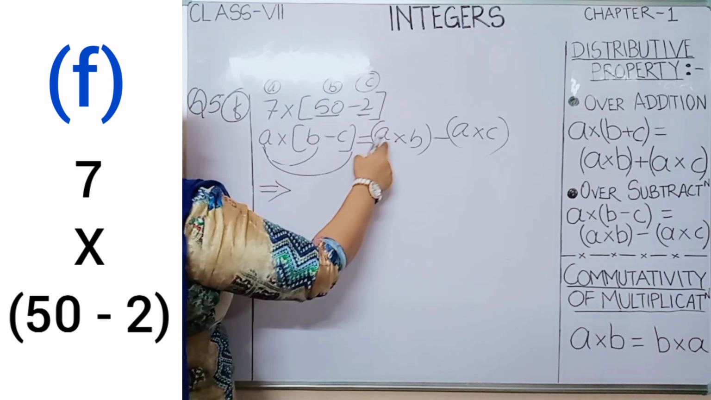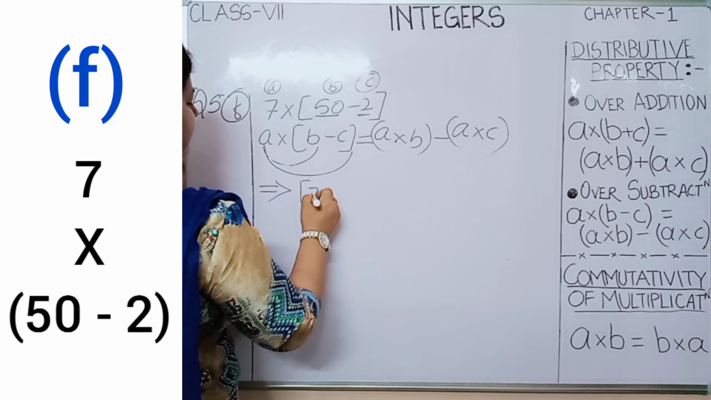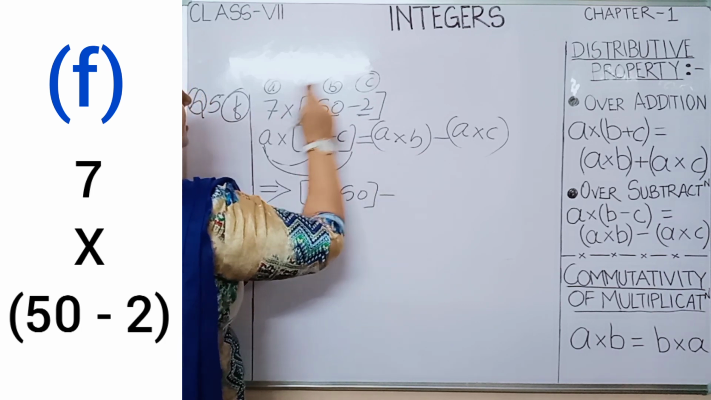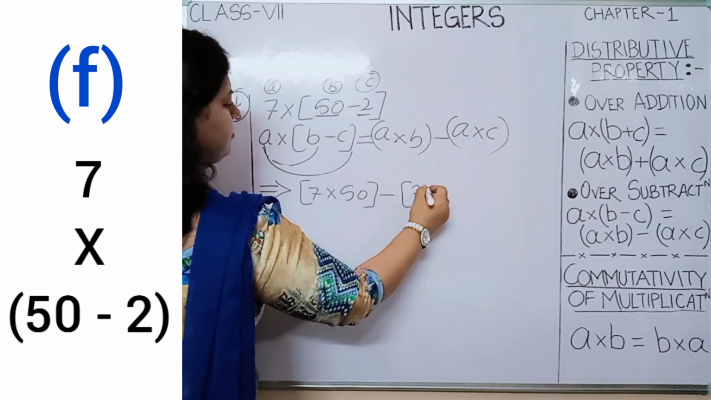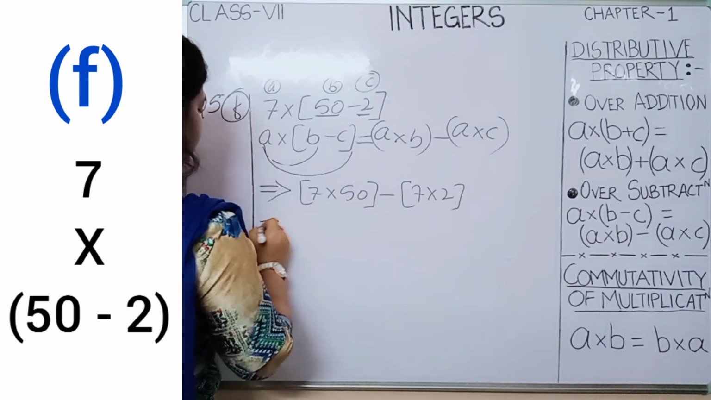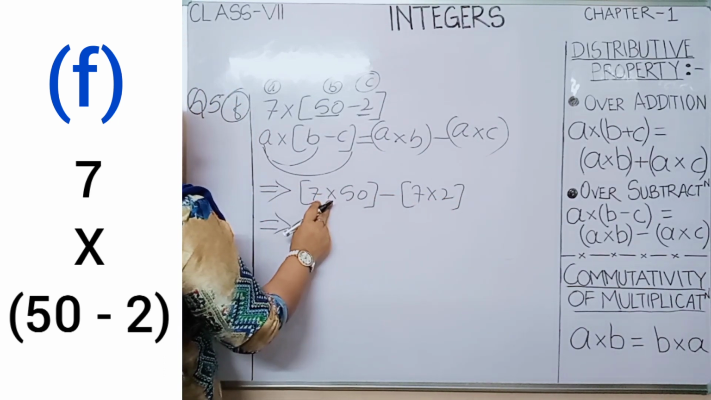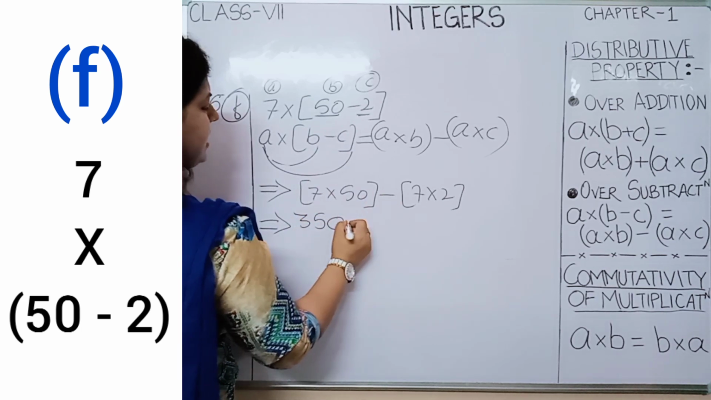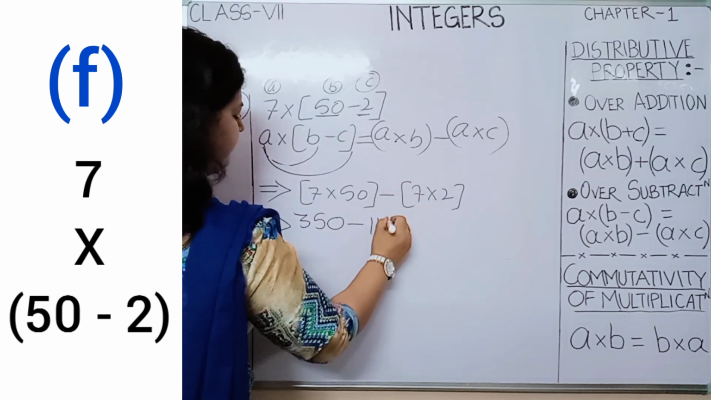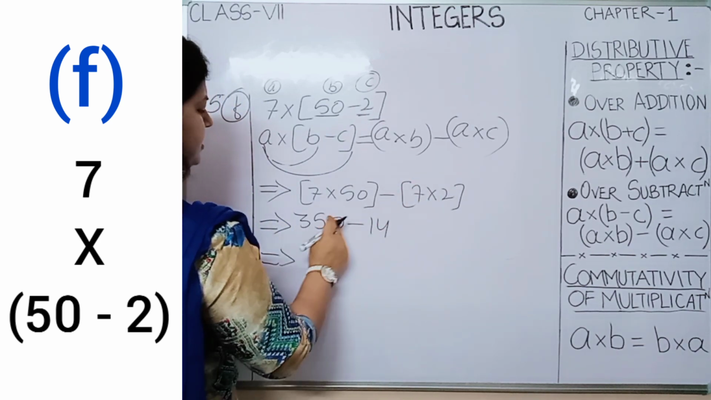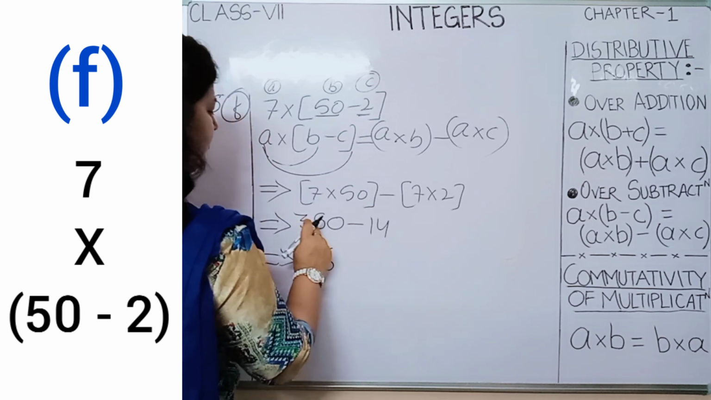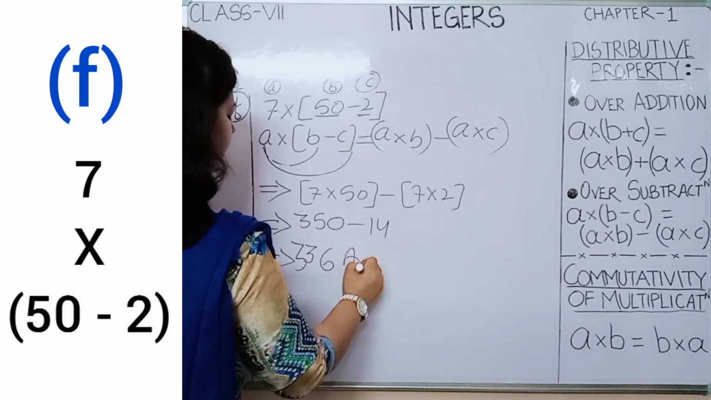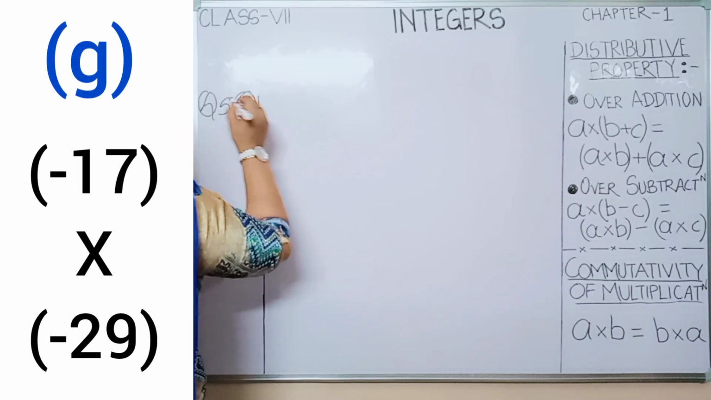Substituting values, A into B means 7 into 50, minus sign, 7 multiplied by 2. Next step is 7 multiplied by 50, 350, minus 7 into 2 is 14. Subtract: 350 minus 14. The answer is 336.